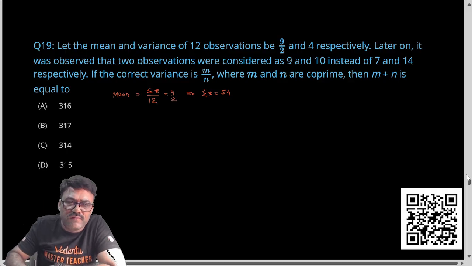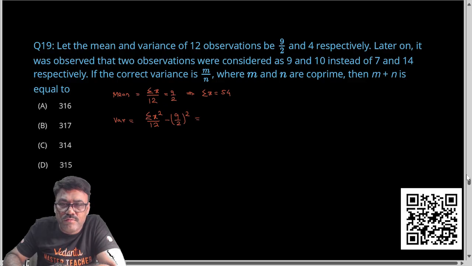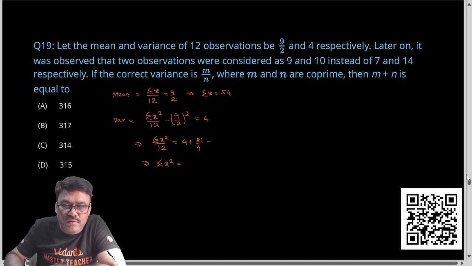Right, now let's write the variance. Variance will be what? Sigma x square by n, n is 12, minus the square of the mean, 9 by 2 square. And this variance is given to you as 4. Now if I simplify, I'm getting sigma x square by 12 is 4 plus 81 by 4. So sigma x square here is 16 and 81, 97 by 4.